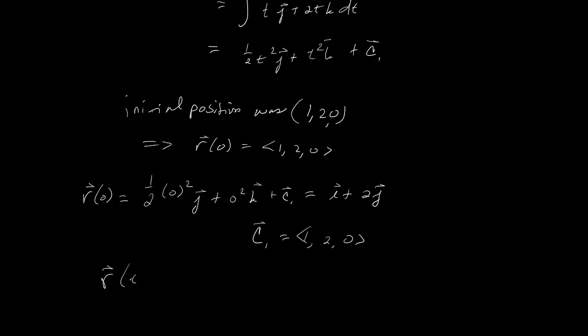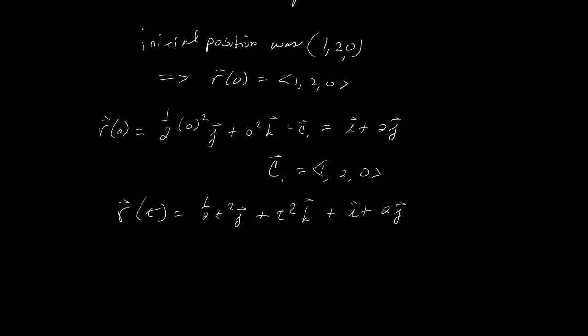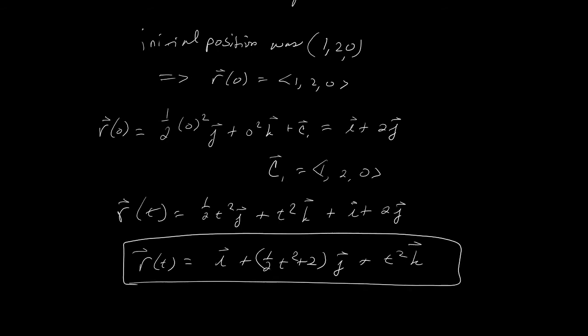So r of t is 1/2 t squared in the j direction plus t squared in the k direction plus 1i plus 2j plus 0k. Okay, so then r of t is equal to i plus 1/2 t squared plus 2 in the j direction plus t squared in the k direction. And there is our final position vector. Okay, so let's do a little physics problem then.